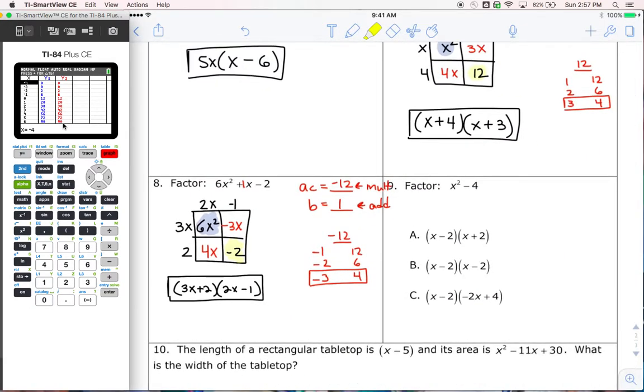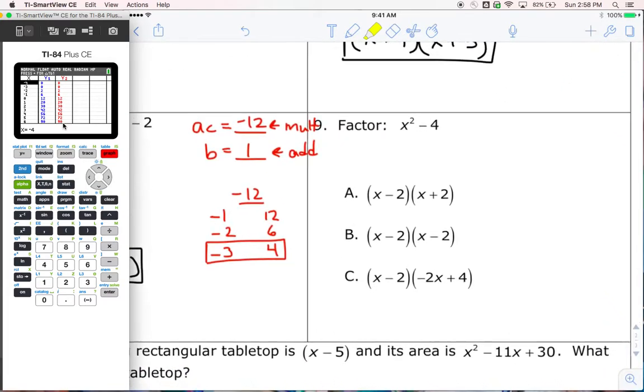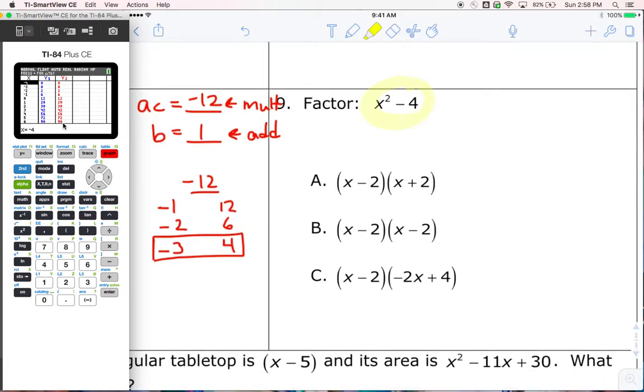All right, problem number 9. Yay, multiple choice. Okay, hopefully we look at this and we remember that this is the difference of squares, x squared minus 4, so I need a positive and a negative, right? Negative and a positive term. Let's see here. If we didn't, though, we can check answer choices.